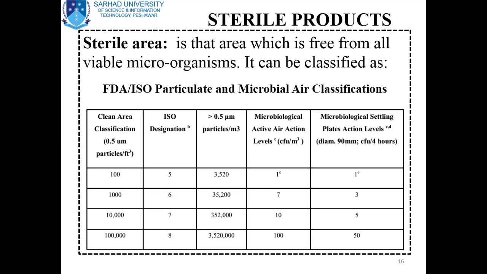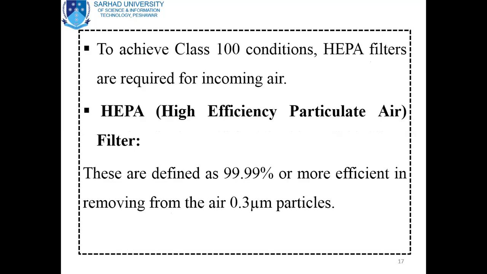To achieve class 100 condition, which according to the ISO designation is 5, the particles of more than 0.5 micron per cubic meter are 3520, with no colony forming units per cubic meter, and a negligible amount of colony forming units for 4 hours in that area. To achieve this area, HEPA filters are required for incoming air. When air enters the pharmaceutical plant and we claim it is a class 100 area, we should install the HEPA filter for this purpose.